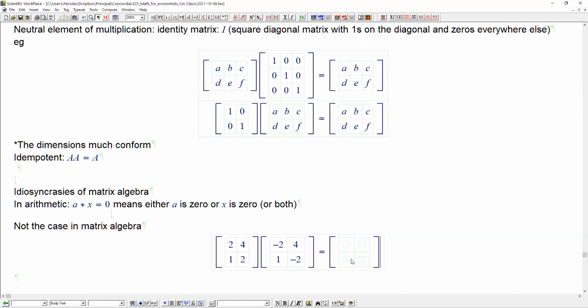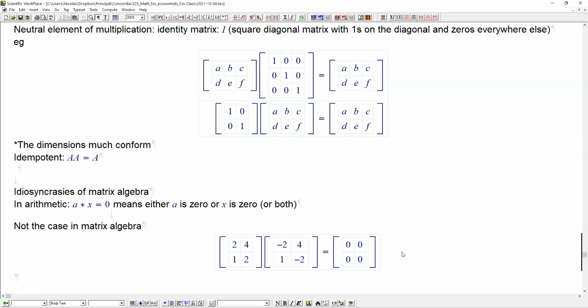what I'm going to get is, let's do the first one. 2 times minus 2 is minus 4, plus 4 times 1 is 4, so I get 0 here. 2 times 4 is 8, 4 times minus 2 is minus 8, so I get 0 here. 1 times minus 2 is minus 2, plus 2 times 1 is 2, so minus 2 plus 2 is 0, and then I get 0 again. So that's very strange, no? Very surprising.